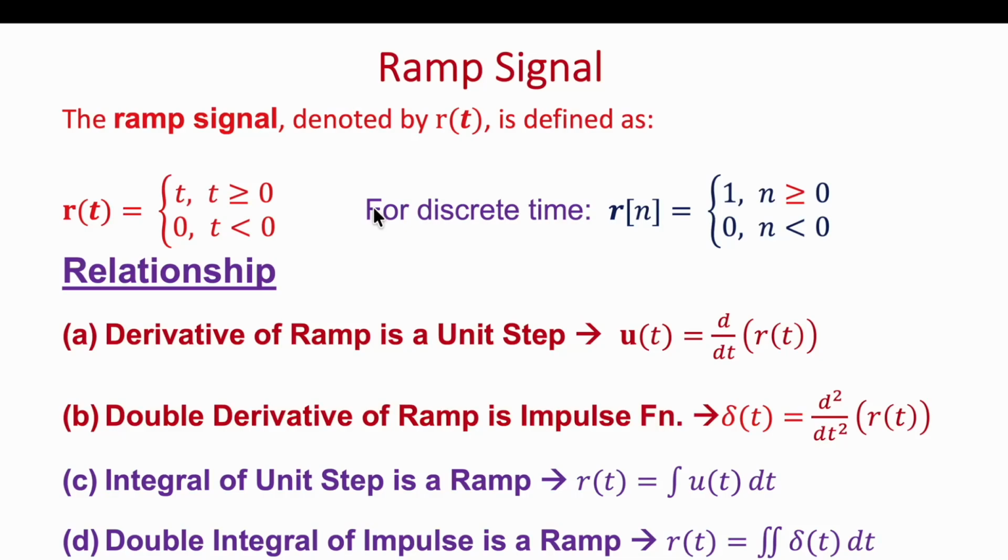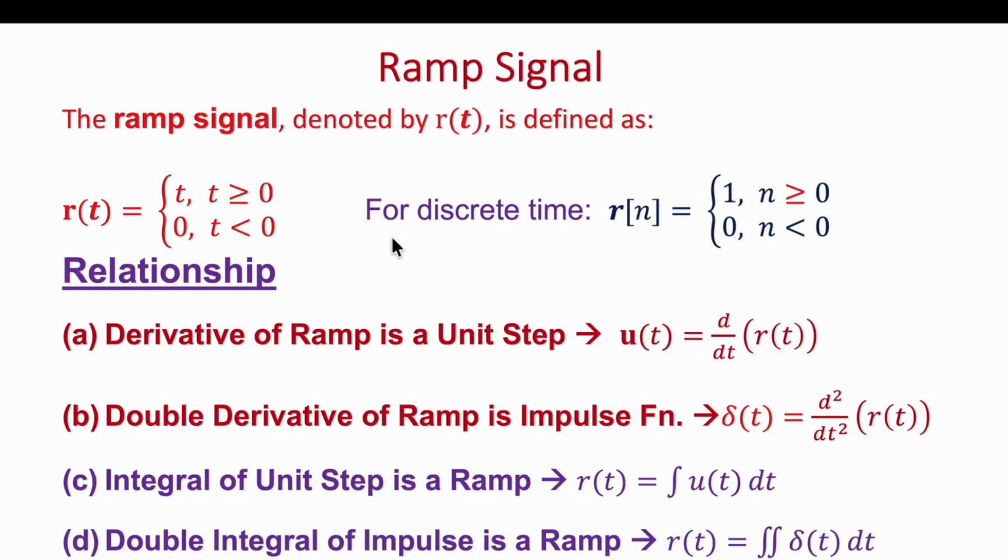In this video we will discuss the ramp signal. The ramp signal is denoted by R of t and is defined using this function. The value of R of t is always equal to t if t is equal to or bigger than 0. For any positive value of t, the value of R of t will be t, and for any negative value of t, R of t will be equal to 0.